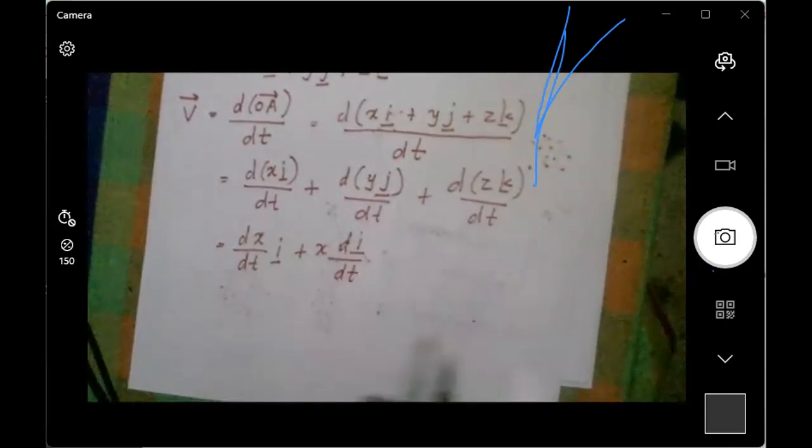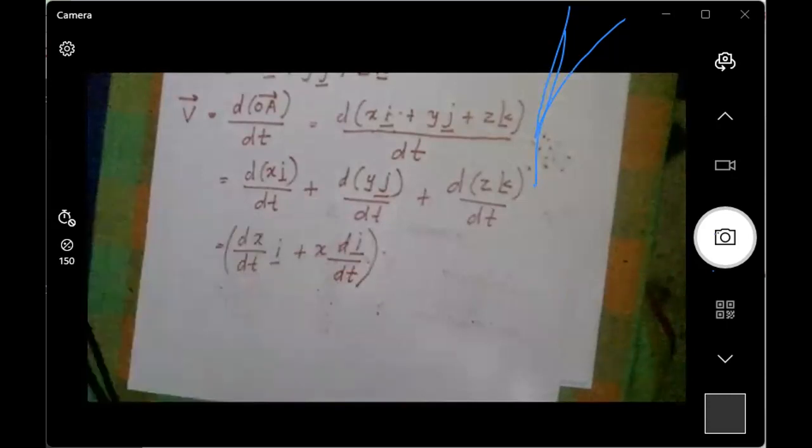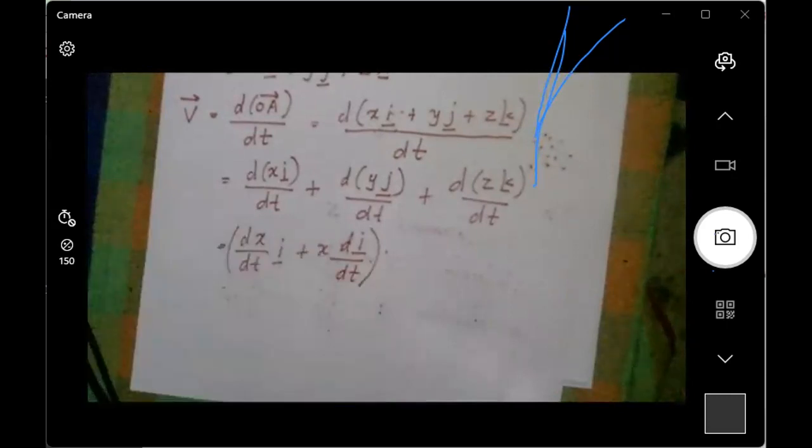In the same way, you have to expand these things. And what is this one? di over dt. Or we can only ignore this part and just write this one: dx over dt into unit vector i plus x into time derivative of unit vector i.